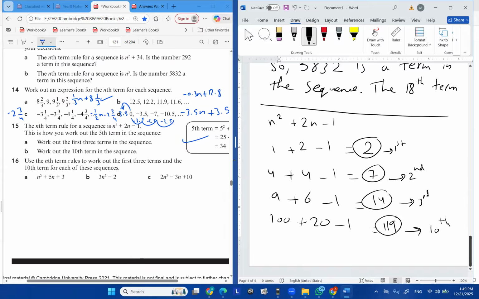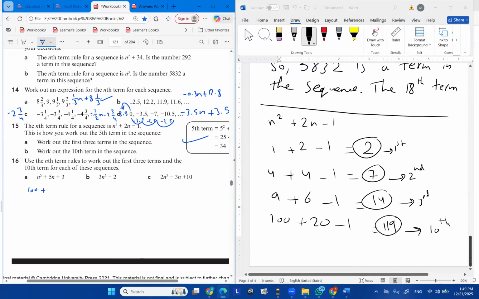So 10 squared is going to be 100, plus 5 times 10 is going to be 50, plus 3, which is going to be 153. This is the 10th term. Here it's 3 multiplied by 100, because now it is not 3 times 10. Don't make this mistake. It's going to be wrong. It's 3 multiplied by 10 squared, which is 3 times 100. It's not 3 times 10, then square it. No way. Only the n is squared. You have 3 times 100 minus 2, which is going to be 300 minus 2, yani 298.